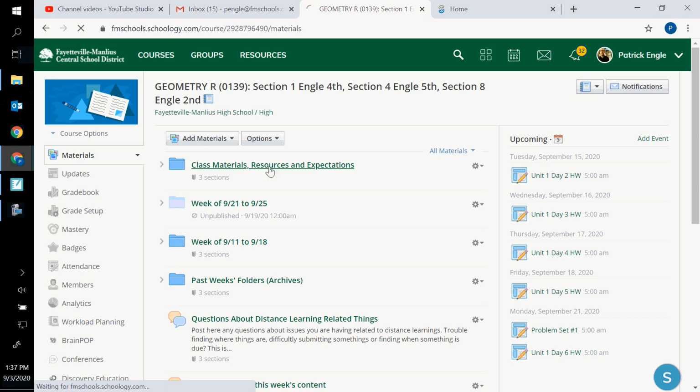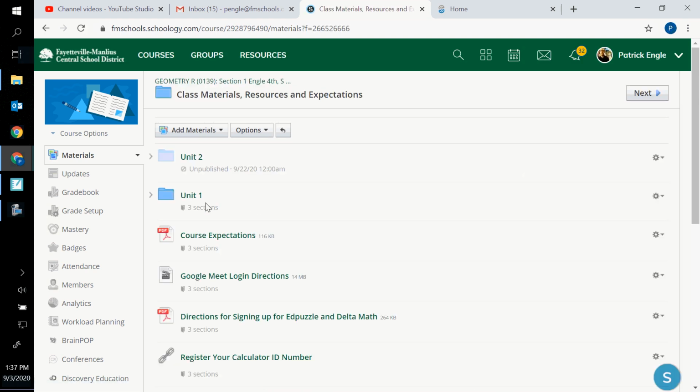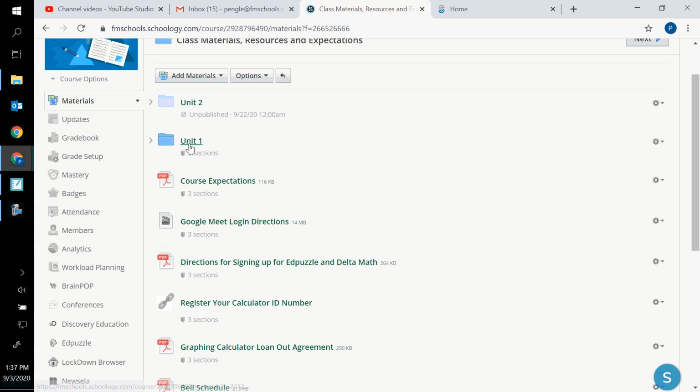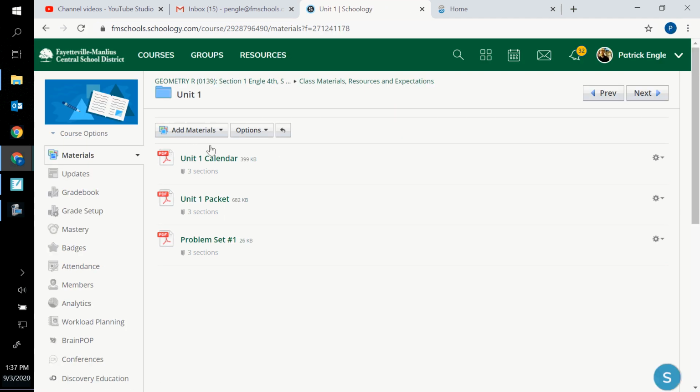So in the course materials section, I will always have the units that we're working with. So right now you guys can only see Unit 1 because Unit 2, we're not to that yet. In the Unit 1 folder, I always have the unit calendar, the unit packet, and any hard copies of other things for the unit. So like we'll have a problem set this unit, there's a digital copy there. All of these things I will give you hard copies as well.